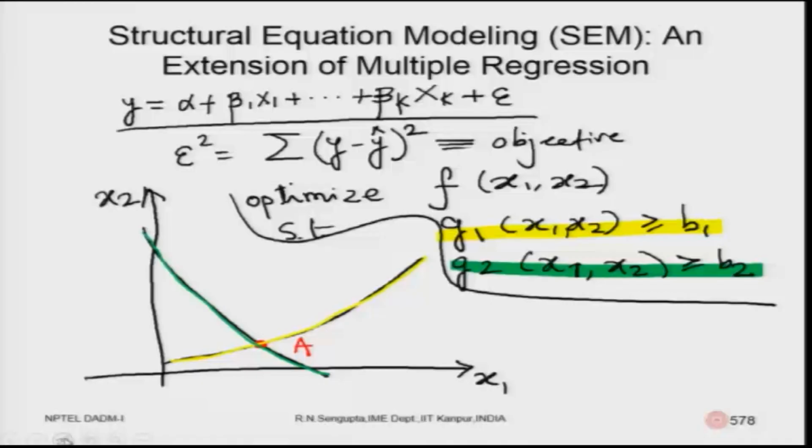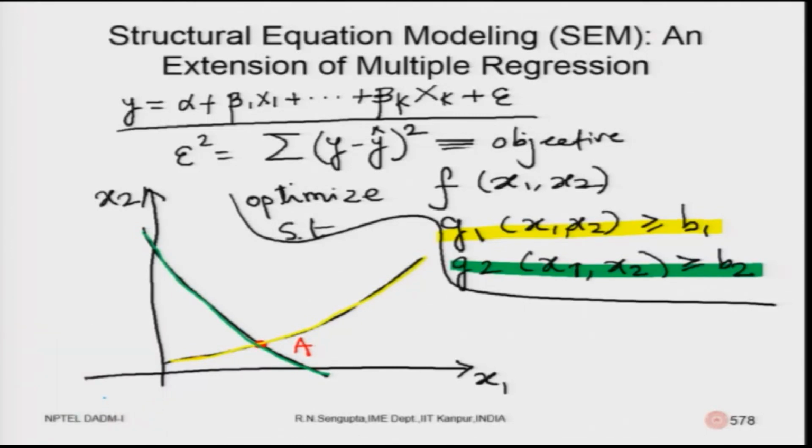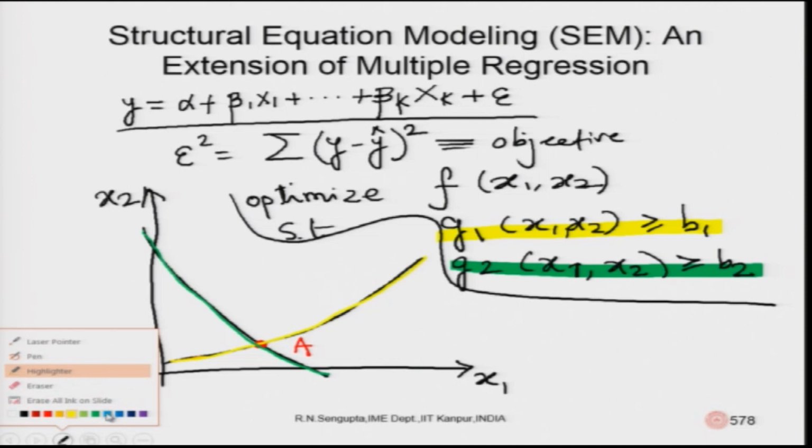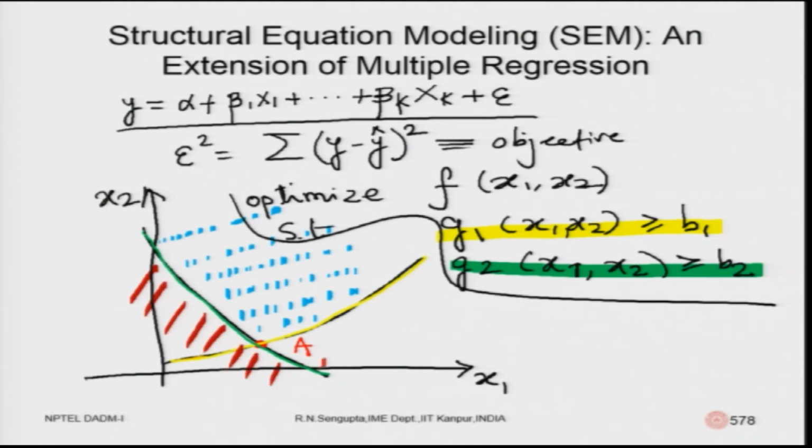Also consider the space which we have for x1, x2. This is the feasible region. I am just highlighting it. So, this is the feasible region and these are the infeasible regions, which are here. These are the infeasible regions where the solution cannot take place.